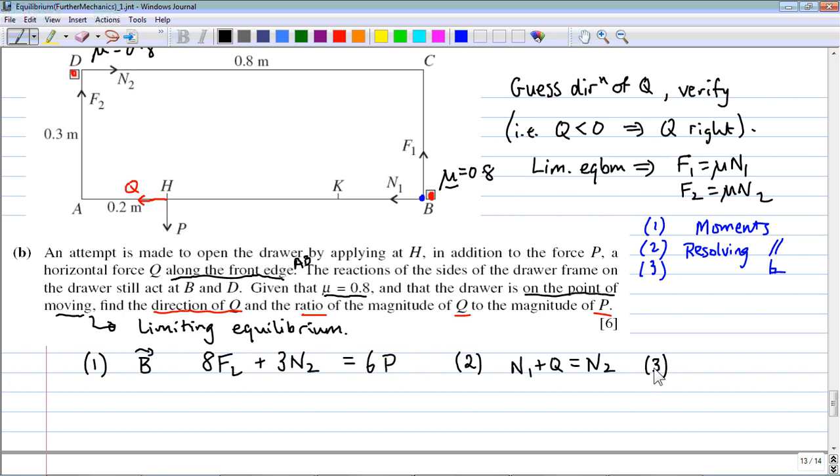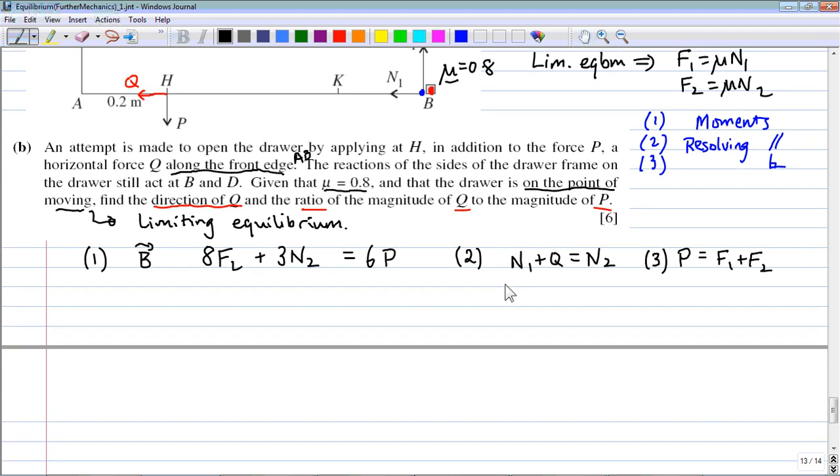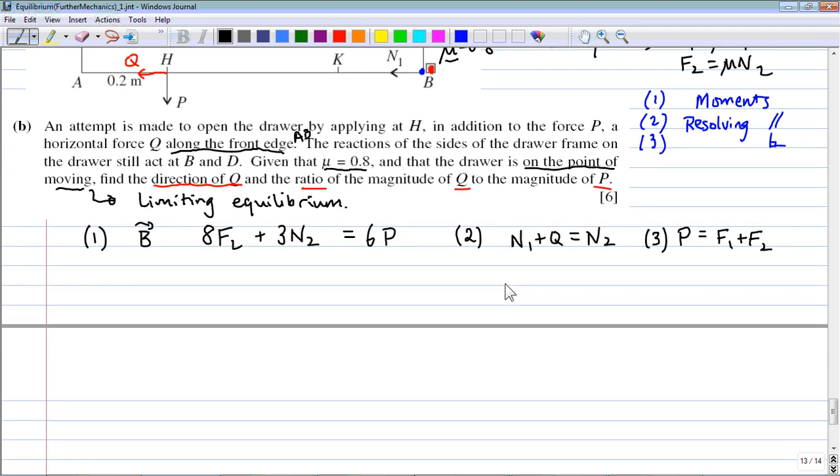AD because we have limiting equilibrium, which means that P is actually equal to F1 plus F2. So now I want to combine these equations. The simplest way to do it would be first to write a relationship between... well, let's substitute equation 3 into equation 1 and use F equals mu N. And so by doing that, I'm going to make all these terms F2, N2 and P be expressed in terms of N1 and N2.